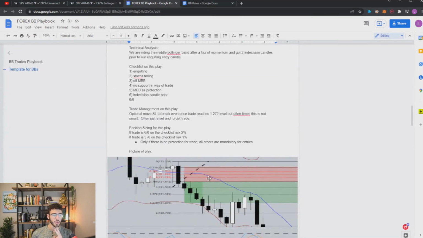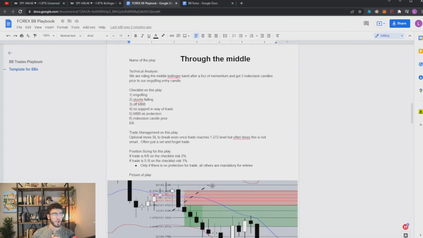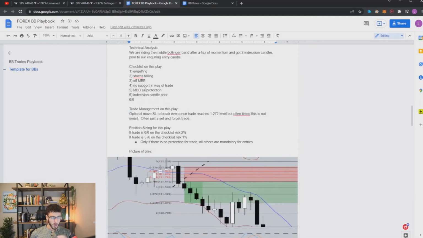Second setup, through the middle. I know, very creative. We are riding the middle Bollinger Band, and we have 2 indecision candles prior to our entry in this case. Just in this example. Engulfing, stochastics falling, off of the middle Bollinger Band.